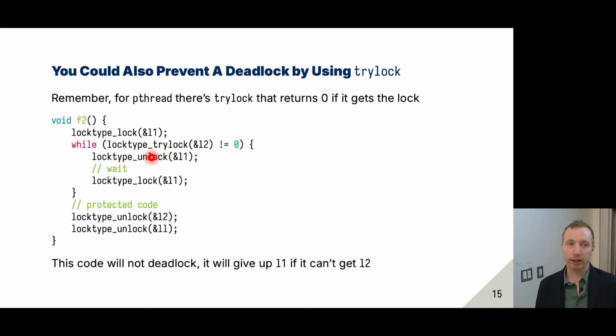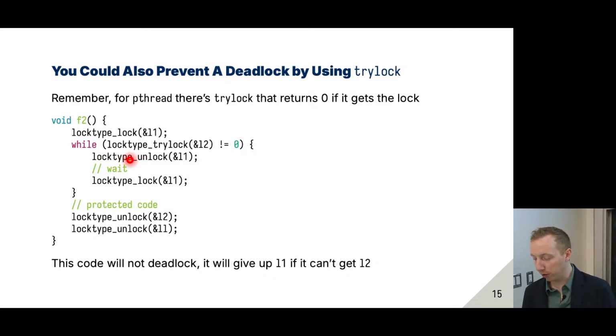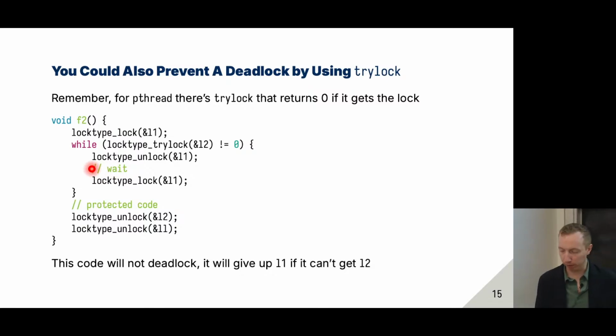If I did not get the lock, then I can make the assumption that another thread has acquired lock 1 before me, and it might be waiting on lock 1 as well, while another thread has lock 2. So what I'll do is I will just unlock lock 1. I just give it up. So I had lock 1, and then I try to get lock 2. If I don't get it, I give up lock 1. And then I can wait for a bit. I can yield. I can do whatever I want here.